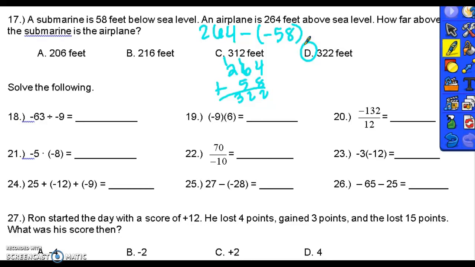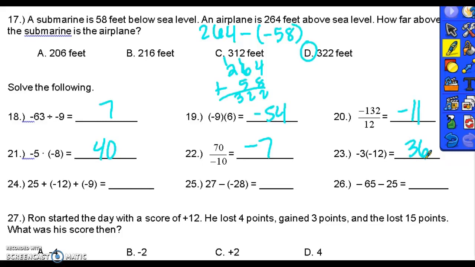18. A negative divided by negative is positive. So negative 63 divided by negative 9 is positive 7. Negative 9 times positive 6 is negative 54. Negative 132 divided by 12 is negative 11. Negative 5 times negative 8 is positive 40. 70 divided by negative 10 is negative 7. Negative 3 times negative 12 is positive 36.